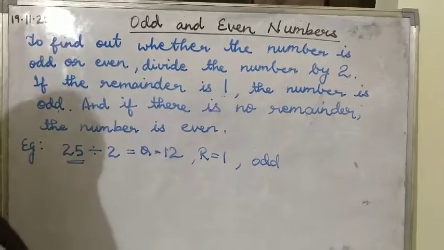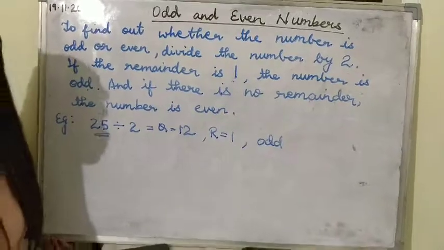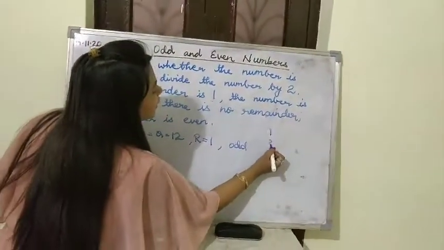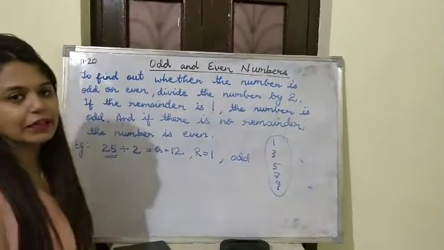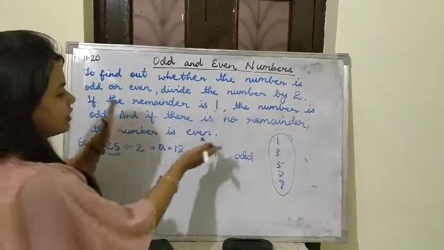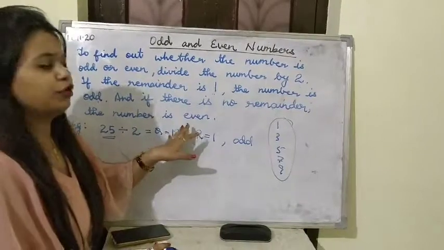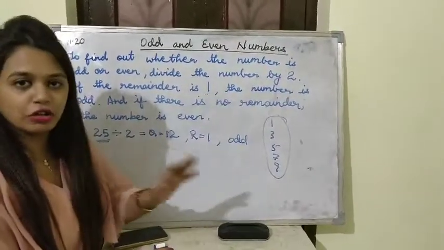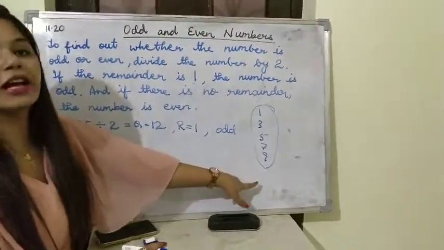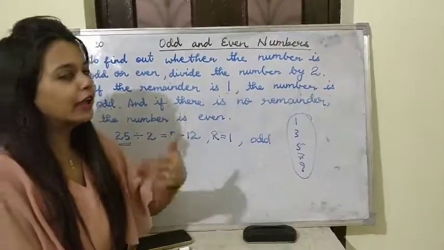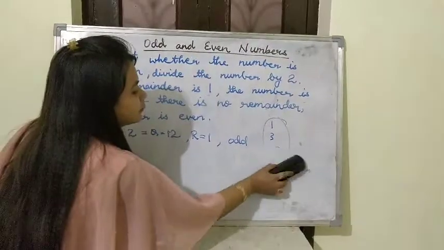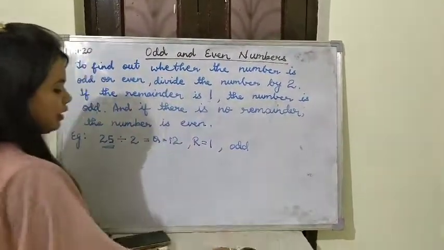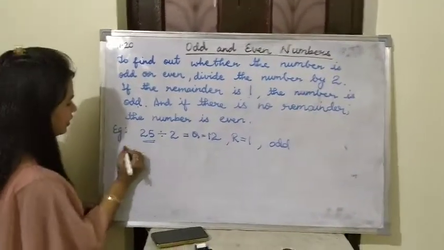Right boys? Before this class, we studied a very simple trick that the numbers having 1, 3, 5, 7 or 9 at the end automatically become odd numbers. So this is just another trick. If you want to follow this division method, that is also completely correct. If you want to just see the last digit and write down odd and even, that is also absolutely fine. Okay boys?